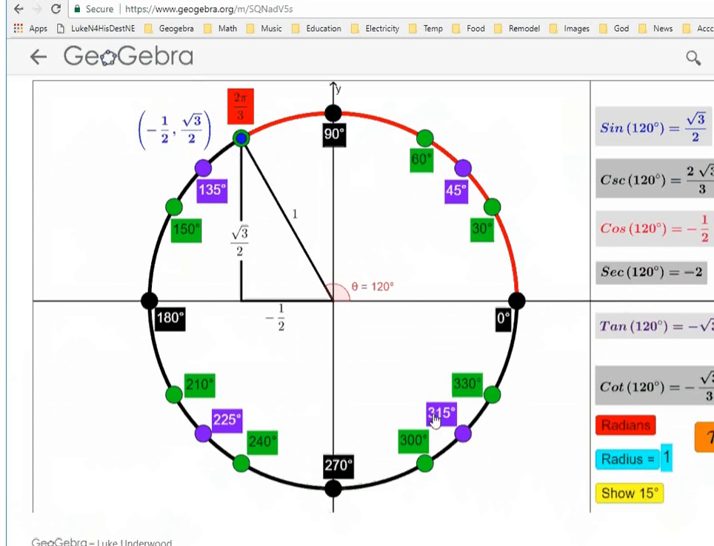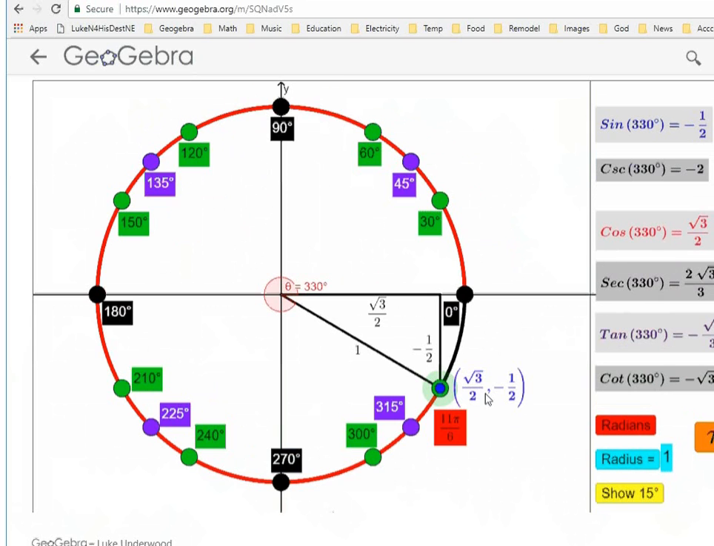Okay, we can just stay on this app and do it really quickly. Let's say we wanted to figure out, let's go to the fourth quadrant, 330 degrees. Well, notice, what's your reference angle here? What's the measure of this right here? Okay, so 330 degrees, you can see you're just 30 degrees away from the x-axis.